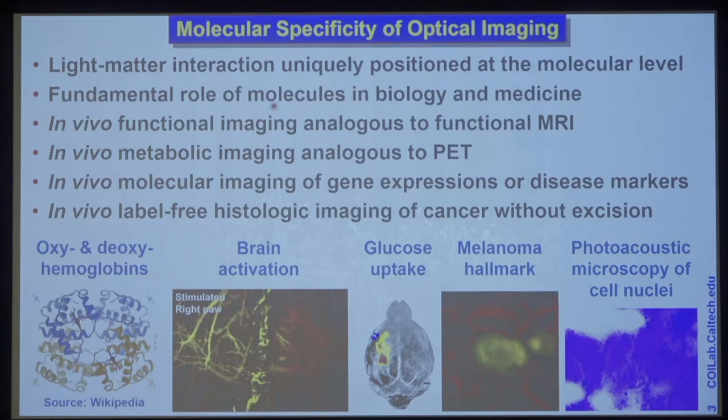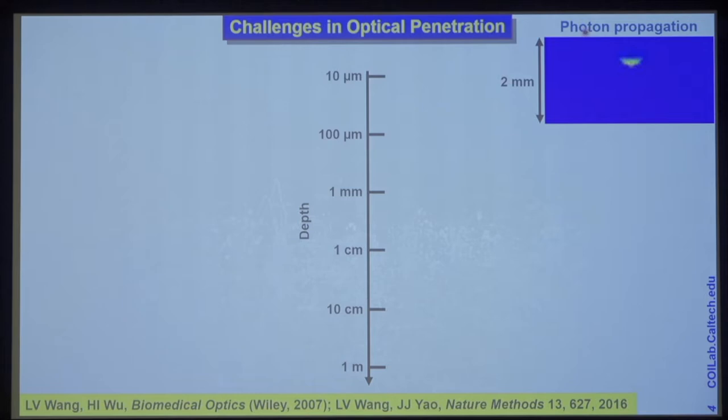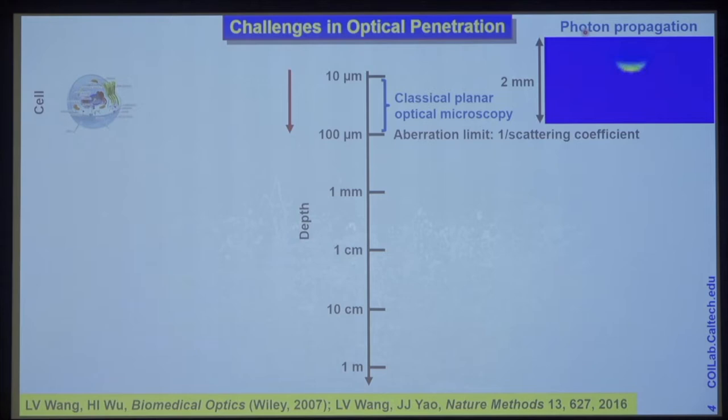The main challenge is light scattering. The mean free path is roughly 100 microns between scattering events. So light will basically evolve into a diffusion problem in terms of propagation, and that prevents us from getting very high resolution in terms of deep imaging. If you look at the history of optical imaging, the first generation optical imaging, planar optical microscopy, could not penetrate beyond one mean free path, namely the aberration limit, which is only 100 microns in tissue.